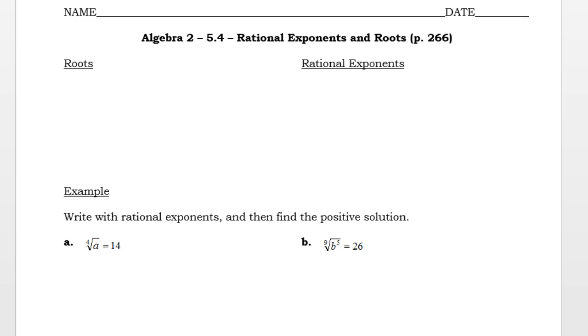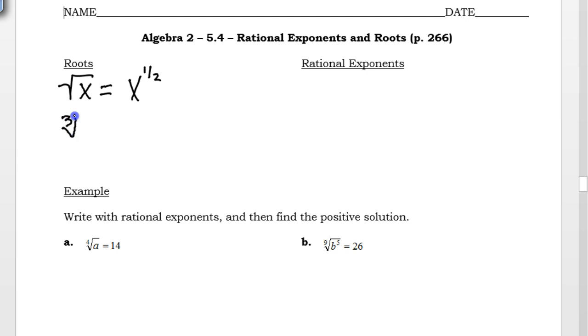This is Algebra 2, Lesson 5.4, Rational Exponents and Roots. So, everybody knows what a square root looks like. I can take the square root of x and I can rewrite that with a rational exponent, meaning an exponent that is a ratio or a fraction. So the square root of x is actually the exact same thing as x to the power of 1/2.